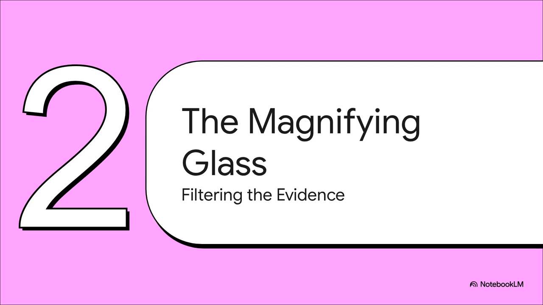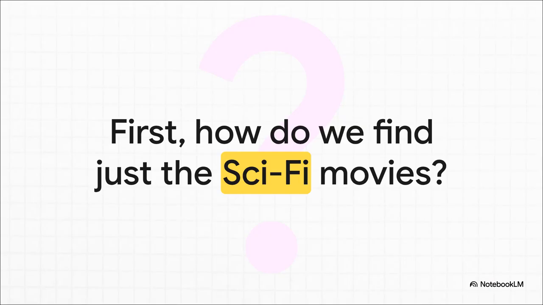Okay, we've got our evidence laid out. Now it's time to pull out our very first tool, the magnifying glass. This technique is all about filtering out all the noise so we can focus on the specific clues we actually need. So let's start with a really simple question. We have this big list of all the movies, but let's say we only care about the science fiction ones. How do we pull just those records out of our table?